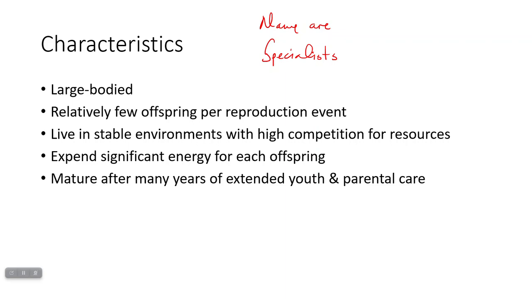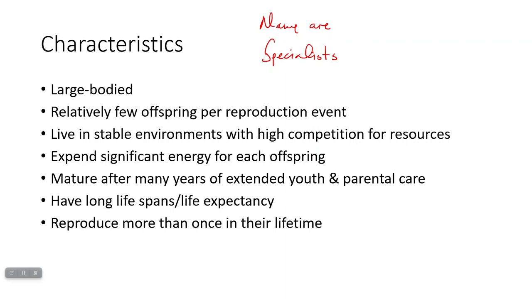Humans are a very extreme example of this in that we take care of our offspring for a good 18 years. But even if you think beyond the legal sense of things, we have to take care of our offspring pretty extensively for the first couple of years of their life. You can't just release a baby into the wild. They won't survive without a lot of parental care, and they tend to have long lifespans or a high life expectancy. They also reproduce more than once in their lifetime. So, humans, for example, can have multiple babies over the course of their life.